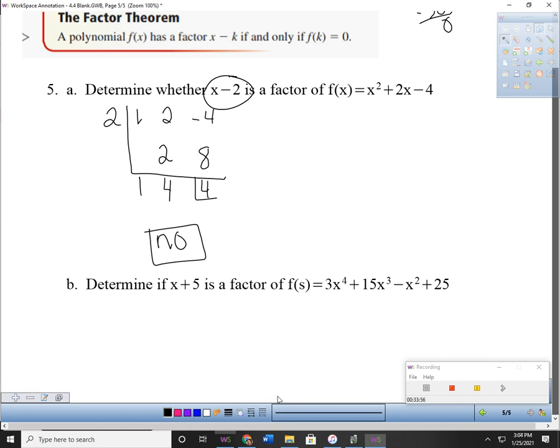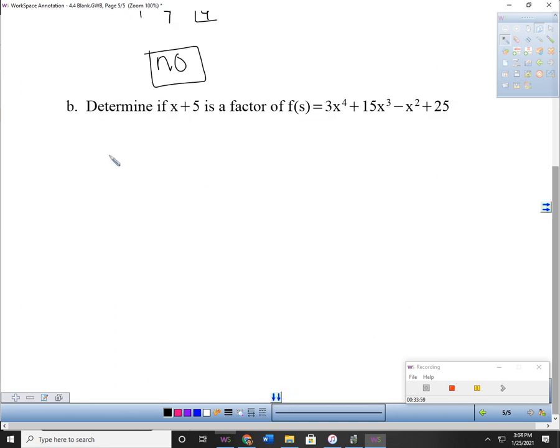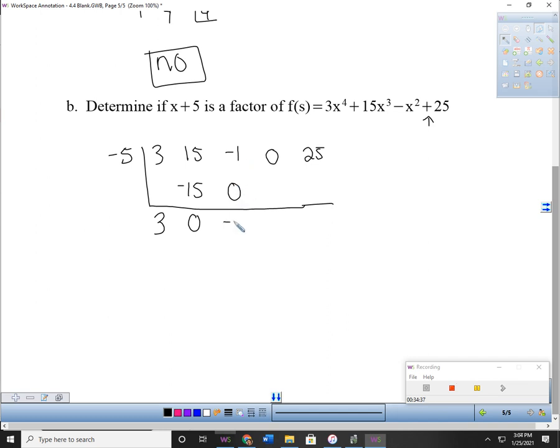So if we look at part B, what number goes on the outside? Negative 5. Are we missing any terms? We're missing the x, right? So we have 3, 15, negative 1, 0, 25. So we drop the 3. 3 times negative 5 is negative 15. Plus 15 gives me 0. 0 times negative 5 is 0. Plus a negative 1 is negative 1. Times negative 5 is 5. Plus 0 is 5. Times negative 5 is negative 25, which gives me a remainder of 0.